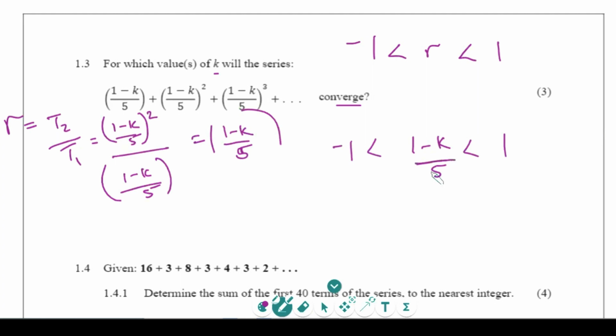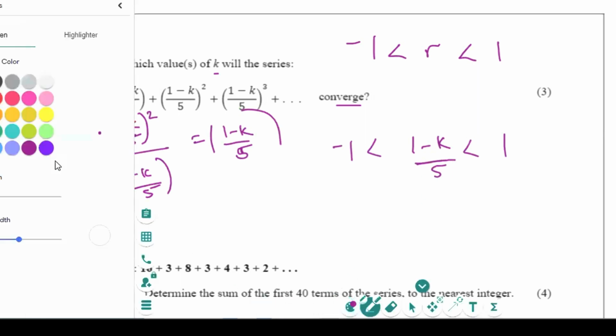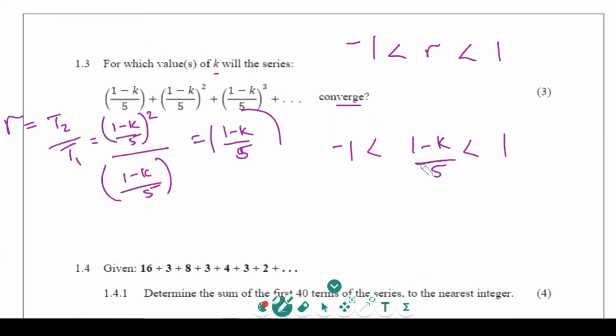So I'll start by eliminating this 5 through multiplication. Okay, so if I have this as a division line, automatically it creates a bracket in that format. And then I can multiply by 5, multiply by 5, and then multiply by 5. So this 5 cancels that. So then I have -5 is less than 1 minus k is less than 5.